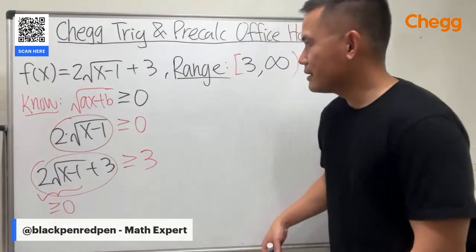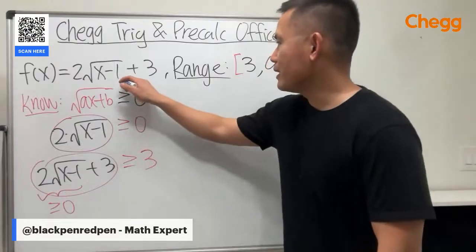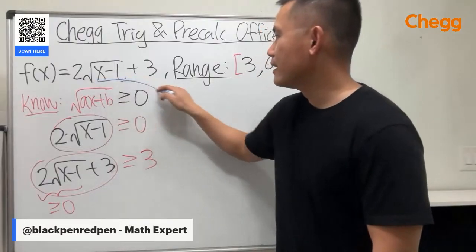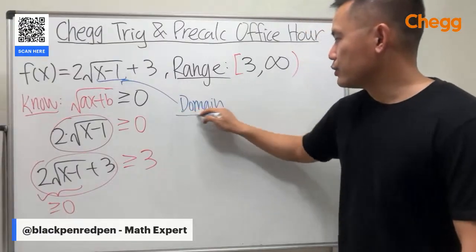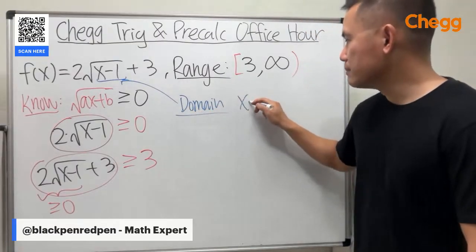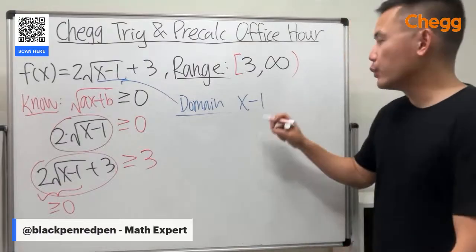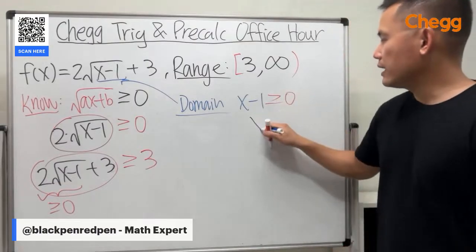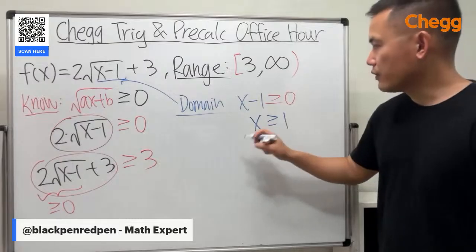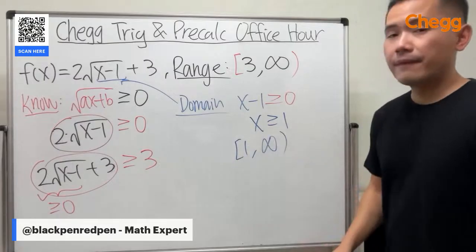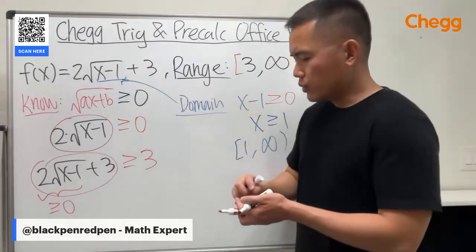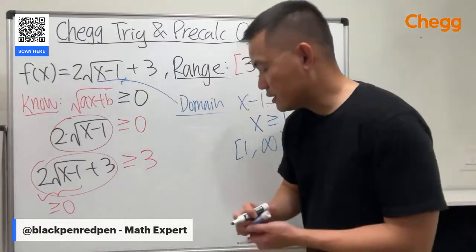Now, here's the domain. If you want to find the domain, you look at the inside. For the domain, you just have to set the inside, x minus 1, to be greater than or equal to 0. So x is greater than or equal to 1. So for the domain, it goes from 1 to infinity. And if you want to do a quick sketch of the graph, this is how you can do it.